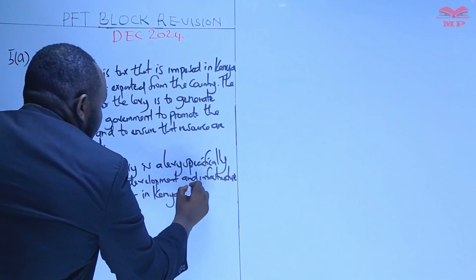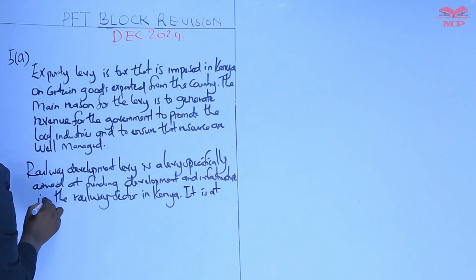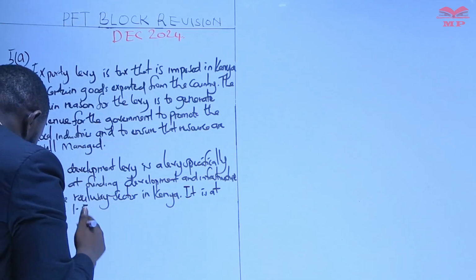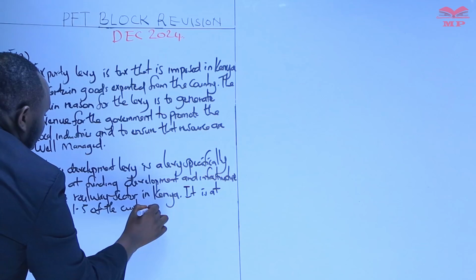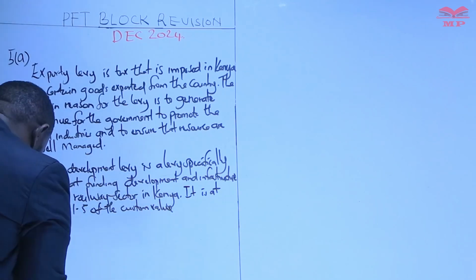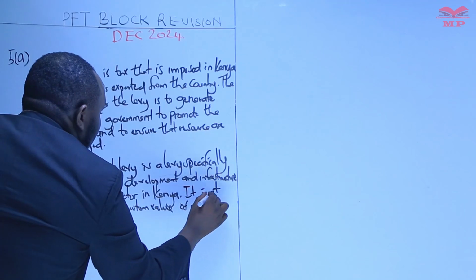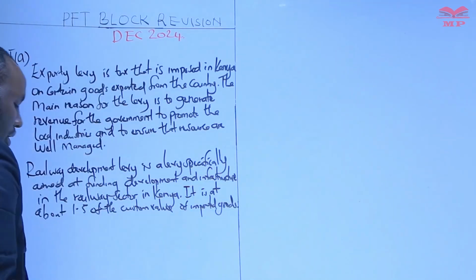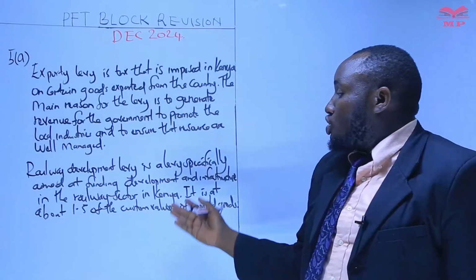It is charged at about what we call 1.5 of the customs value of imported goods. So with the changes that probably need to be factored in December, that would want it to shoot to about 2%.